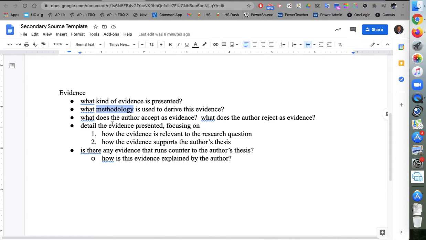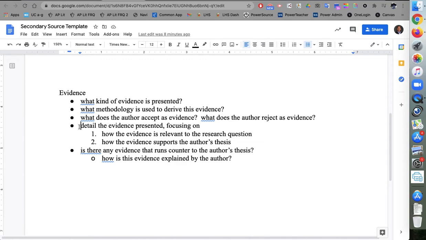Okay? Now you might also think about, what does the author accept as evidence? What does the author reject? What kinds of things do they consider persuasive evidence? What kinds of things do they either ignore or dispute as evidence? Okay? So that's also another very helpful thing to think about.